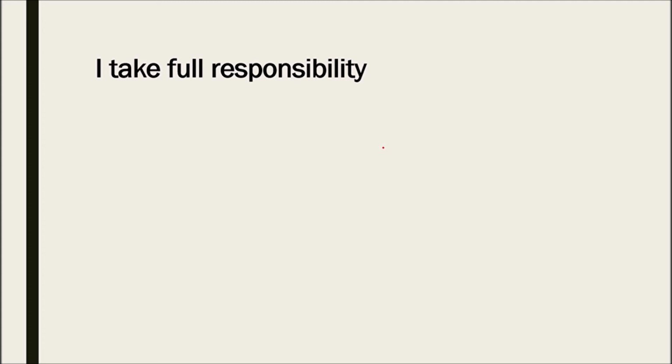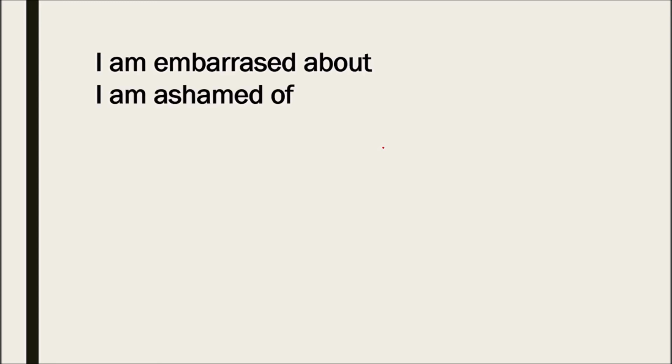For example, if you have insulted your teacher and you were supposed to write a written apology, you have to use some of these phrases, like I take full responsibility, and you have to explain your mistake, or you have to apologize in a better way, like that. You can say that I am embarrassed about, or I am ashamed of. I'm ashamed of my behavior. I'm embarrassed about the things I have done. These are very serious kinds of apologies for very serious mistakes.